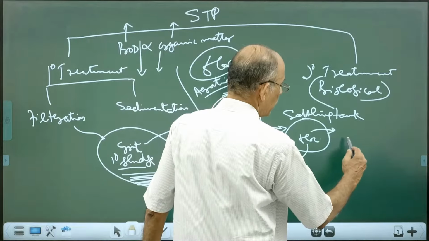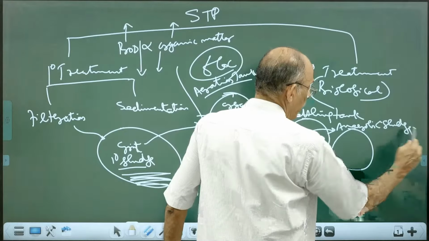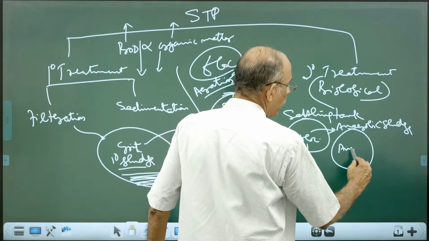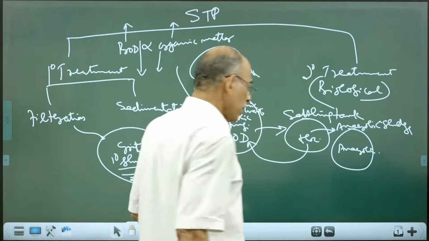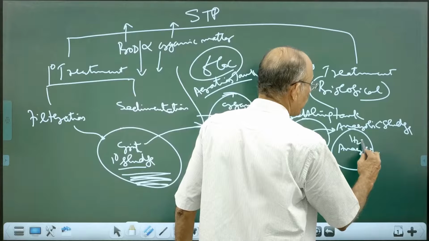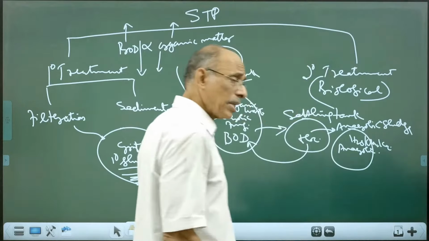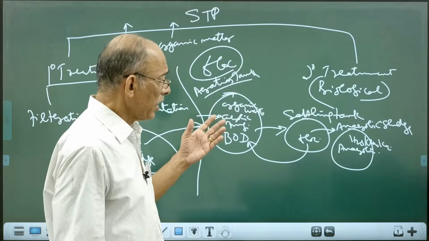From the settling tank, where the flocs are settled, it is transferred into the anaerobic sludge digester, where anaerobic bacteria eat away all these aerobic bacteria and fungi, so that gases like hydrogen sulfide, methane, and carbon dioxide are produced, which can be used as biogas.